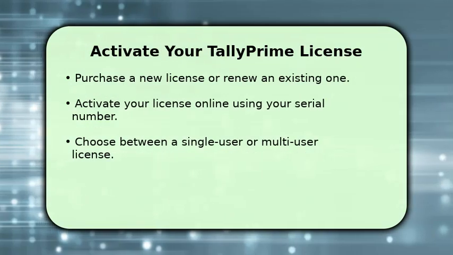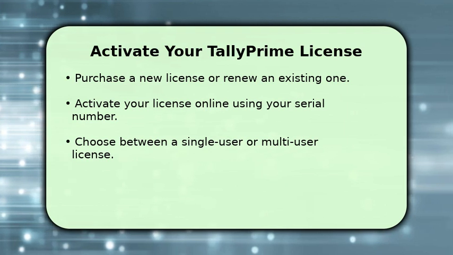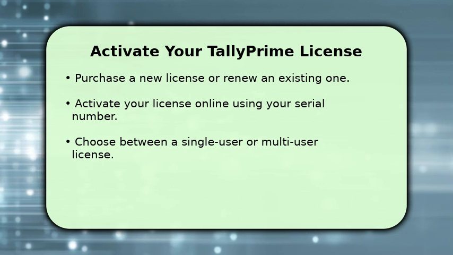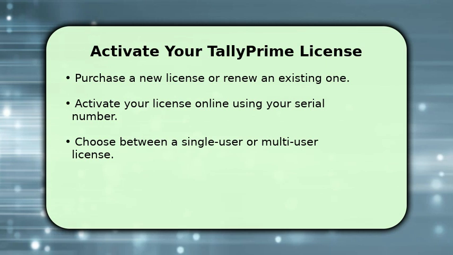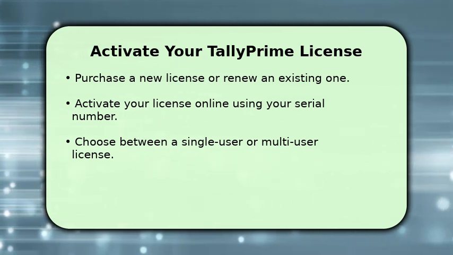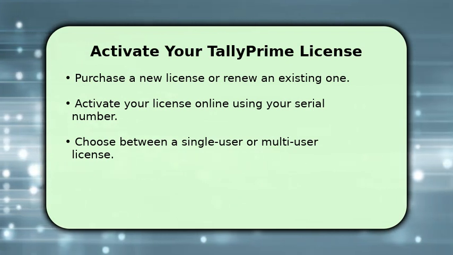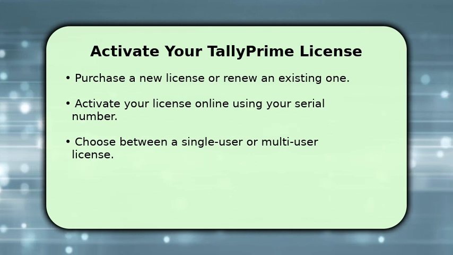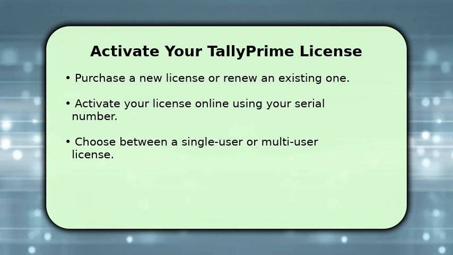After installation, the next crucial step is licensing and activation. Tally Prime offers different license types, including single-user and multi-user options, catering to diverse business needs. You can purchase a new license directly from Tally Solutions or an authorized partner. Once you have your serial number and activation key, open Tally Prime and follow the prompts to activate your license online. This process typically takes less than 1 minute and unlocks all features.